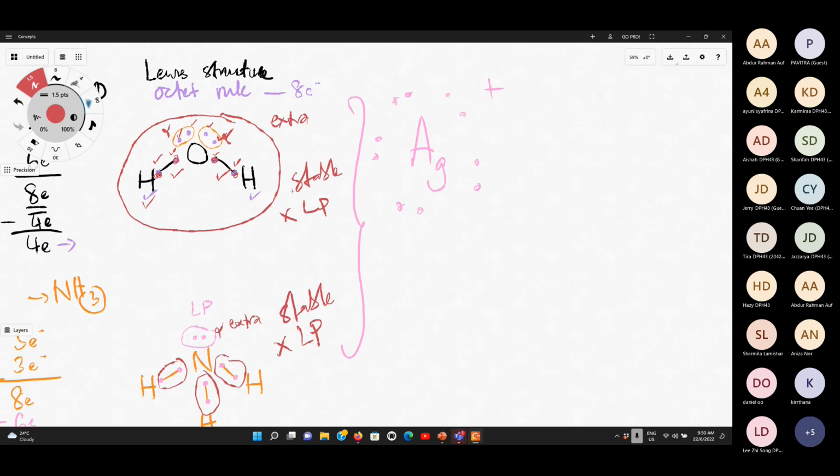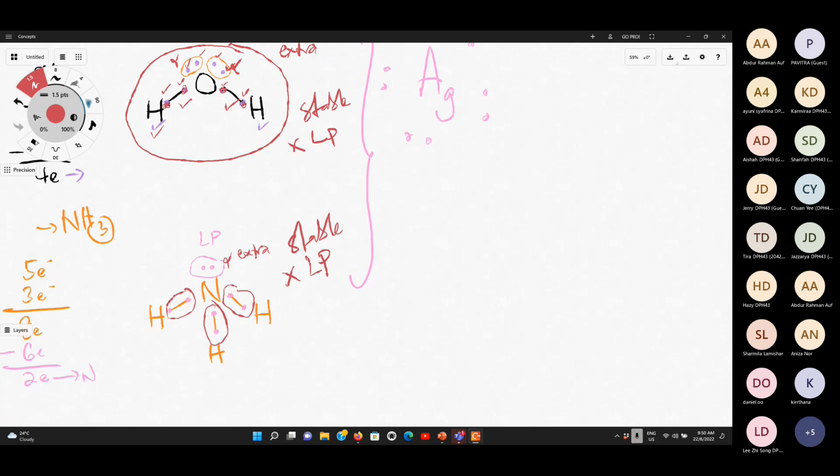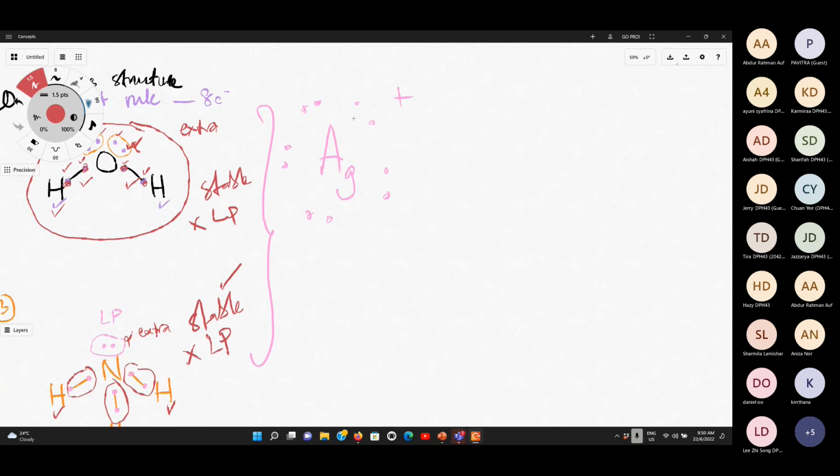So it is stable. Ini pun sama untuk ammonia. All the hydrogens ada 2 elektron. Nitrogen ada 8. 1, 2, 3, 4, 5, 6, 7 dan 8. So that's why it is stable. Tapi Ag plus not as stable. Dia tak ada ikatan and dia ada banyak elektron and charge dia also positive, meaning dia boleh terima lagi elektron. Itu yang dimaksudkan dengan positif.